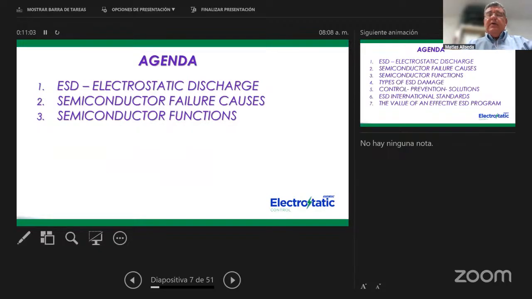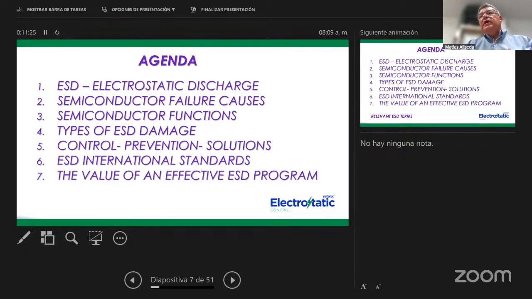But the agenda is, as you were saying, a lot of products and a lot of things to talk about. We have to consider how ESD affects the semiconductor area: the types of failures we have, how the semiconductor fuses, and how ESD damage can occur. Then the types of damage, control, prevention, solutions, and ESD international standards. We are going through a lot of topics, so excuse me if I go a little fast.